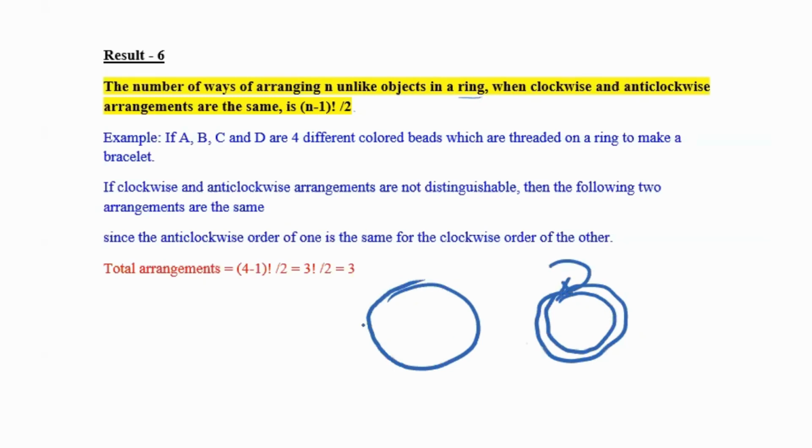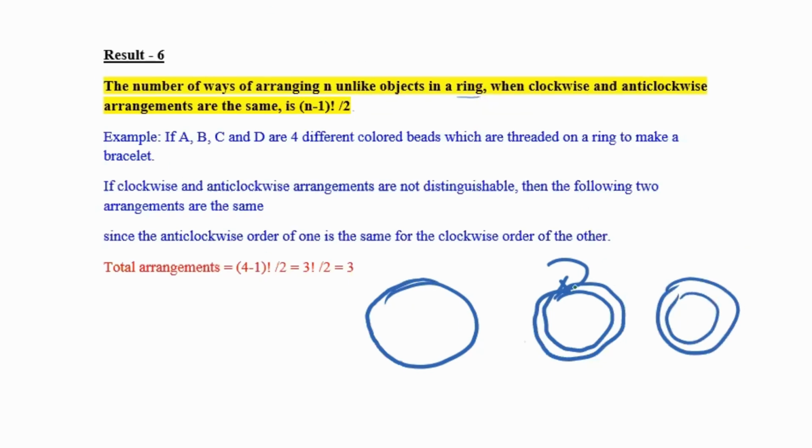If you can turn it around, you can't just sit on a table and look from the other side. That doesn't make sense. But if it's a ring, you can flip it and there will be 2 different arrangements that look exactly the same.